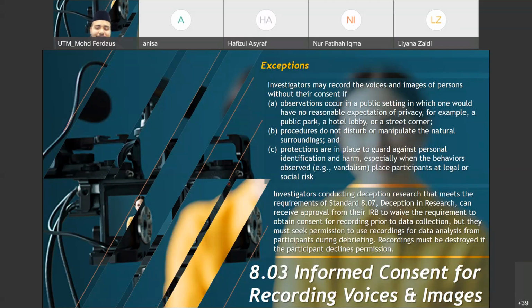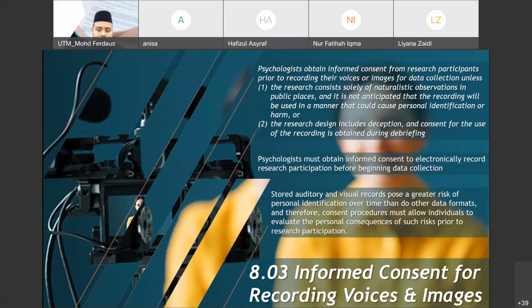And worst case scenario, if you are disclosing their identity in your report. For example, my friend is 22 years old, male, from Kedah, previously studied in MRSM, he has many siblings, and so on. Basically, with that information, even though you don't disclose the name, people can identify who the person is. So you need informed consent. In fact, you cannot do that because you are breaching confidentiality. So that is basically the standard for 8.03, informed consent for recording voices and images.